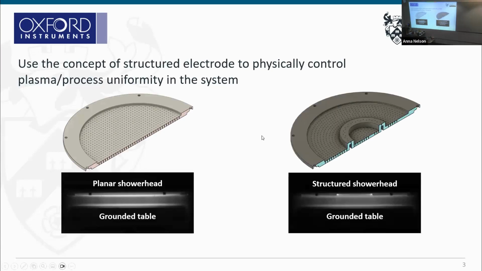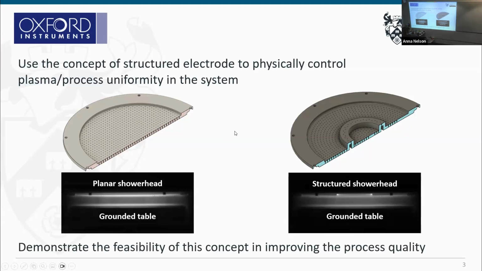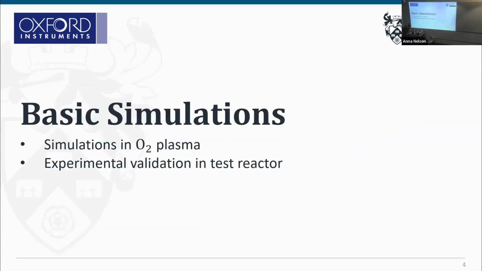However, now if we introduce a structural cavity inside the shower head in the form of a rectangular trench, we can clearly see from the image that this provides a radial control over plasma ionization in the system. So with this project, the overall idea is to demonstrate the feasibility of this concept, whether we can use it to control the real process environment or not. The entire investigation consists of simulations as well as experiments. We started with very basic simulations in oxygen plasma. Then we performed some experimental validation in a test reactor, which is identical to the actual process tool.